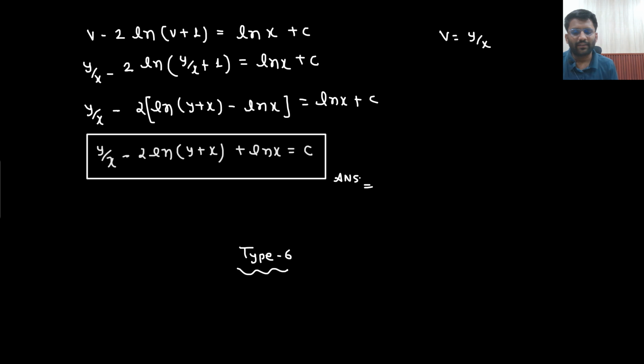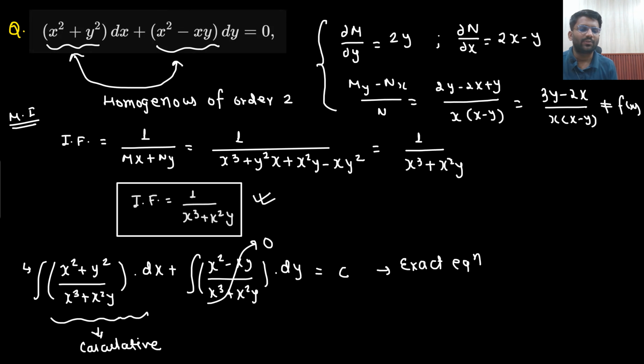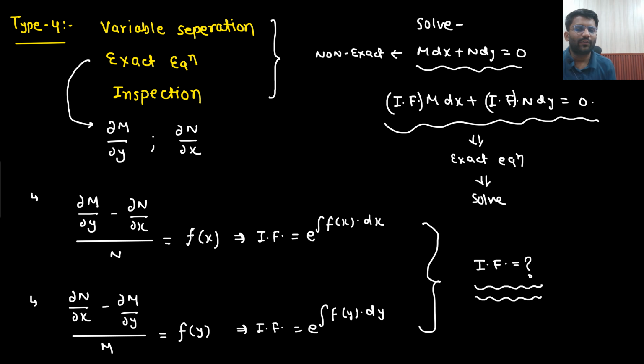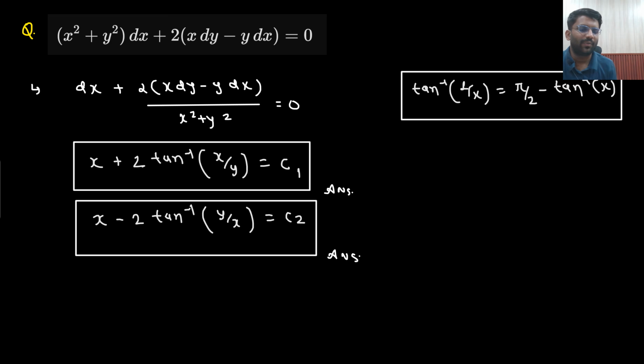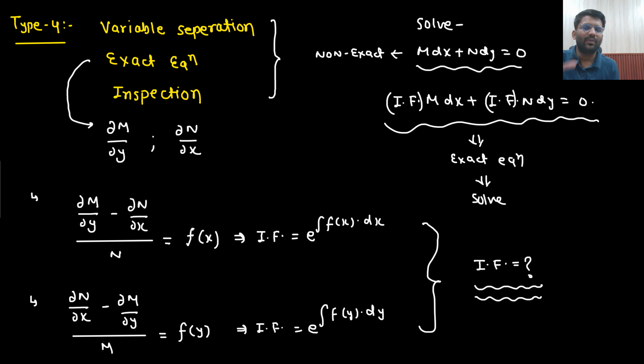Don't worry too much, just revise the notes again. Whatever has been written in the notes, just revise it once again. You will not feel it is very difficult. That's how to remember all these things. I have tried to break it down in the best possible way. First we saw variable separation, inspection, exact equation. If it is non-exact, then we have 3 types. This is type 4.